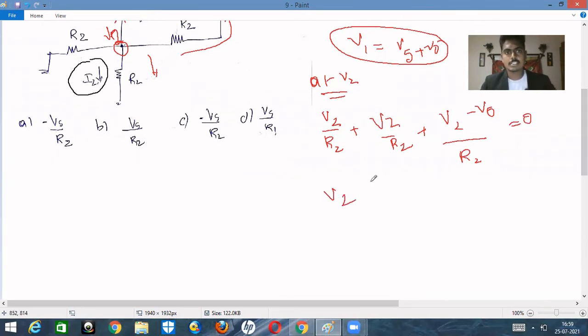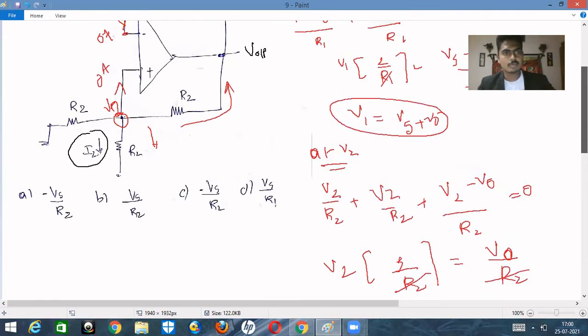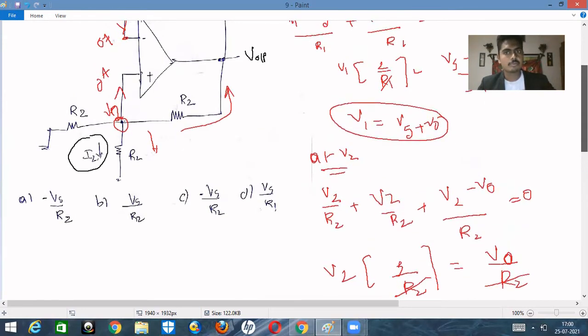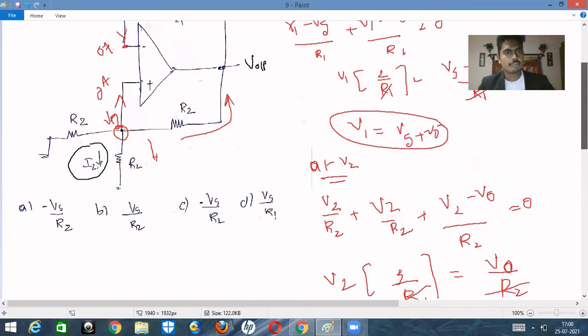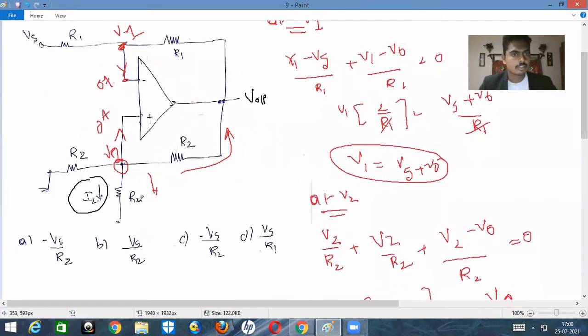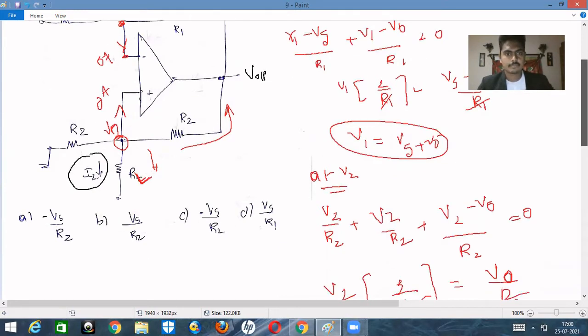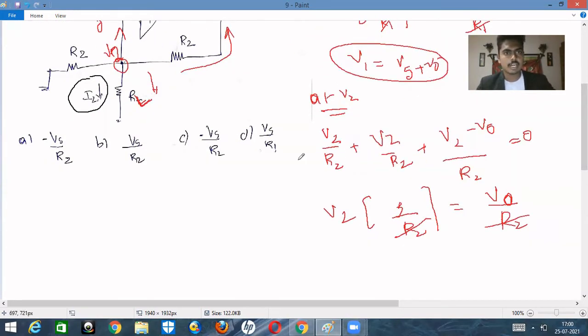Taking V2 common, 1 by R2 plus 1 by R2 plus 1 by R2, it will be 3 upon R2, is equal to V0 upon R2, and R2 gets cancelled. So V2 upon R2 plus V2 upon R2 plus V2 minus V0 upon, is it R2 or RL? It is nothing but RL, right? You need to be careful over here. So this is RL.